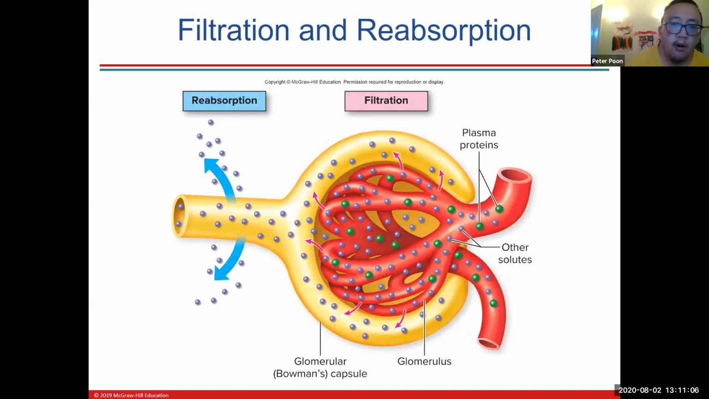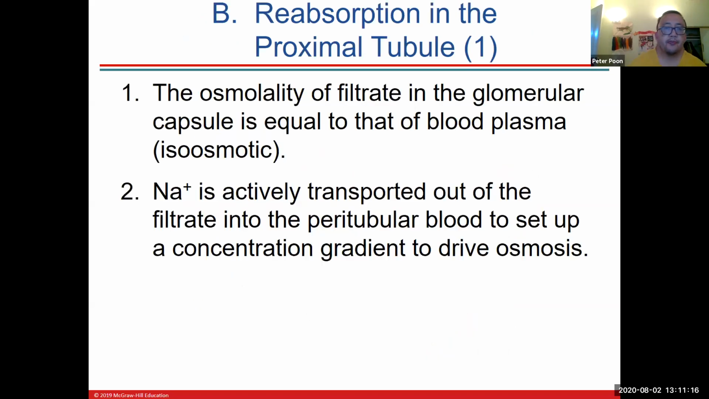All right. So filtration, most of the reabsorption is actually in the proximal convoluted tubules. The osmolality of the filtrate of the glomerular capsule is equal to that of blood plasma, because it's just based on size, right? And almost all the salts leak out, so it's isoosmotic.